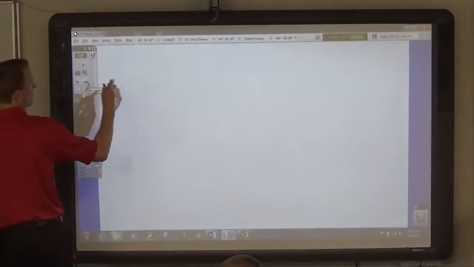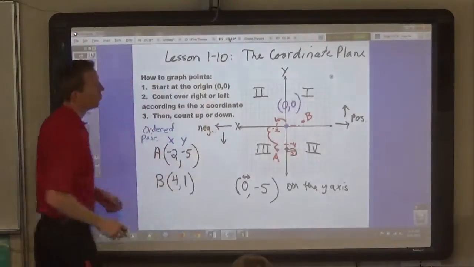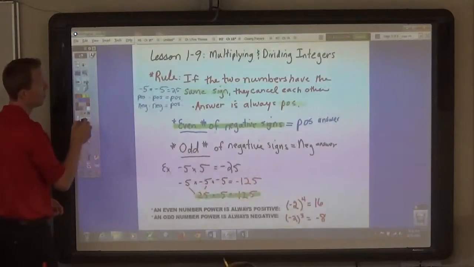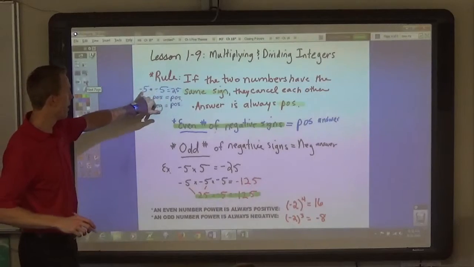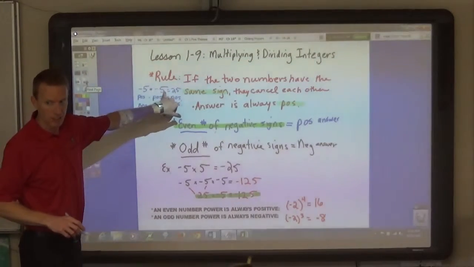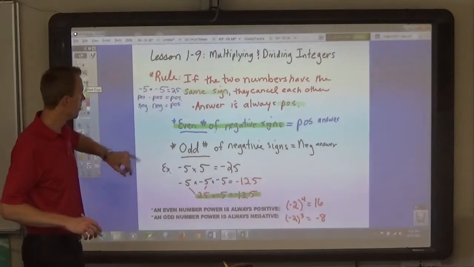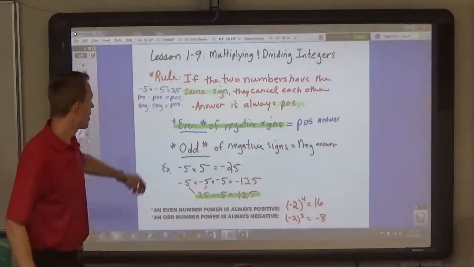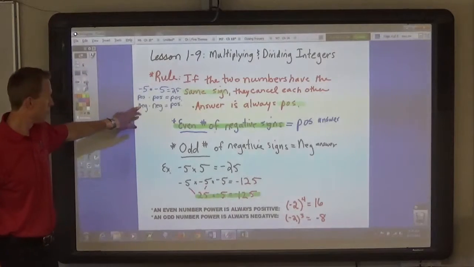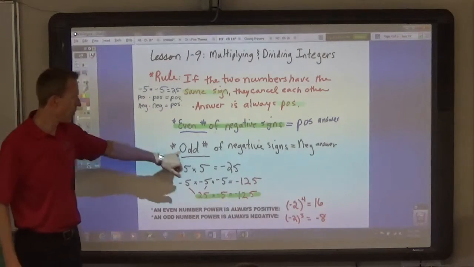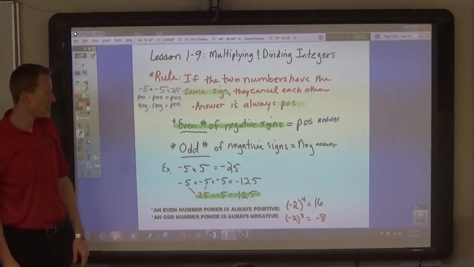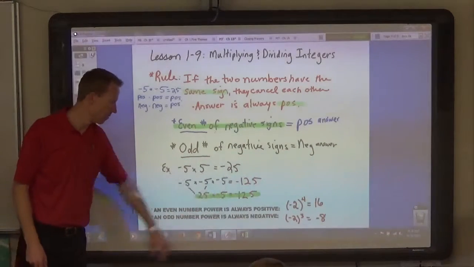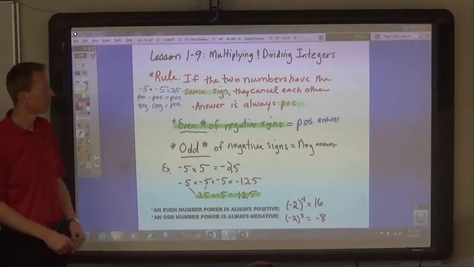And that holds true when you are multiplying and dividing also. Multiplying and dividing. Minus minus equals plus. So, negative 5 times negative 5 is positive 25. Or, if you have an odd number of negatives, then it's negative. So a negative times a positive is a negative, and so on.